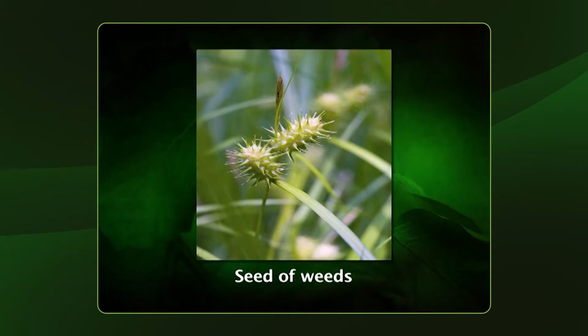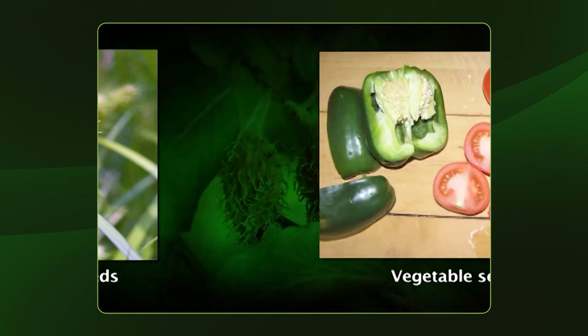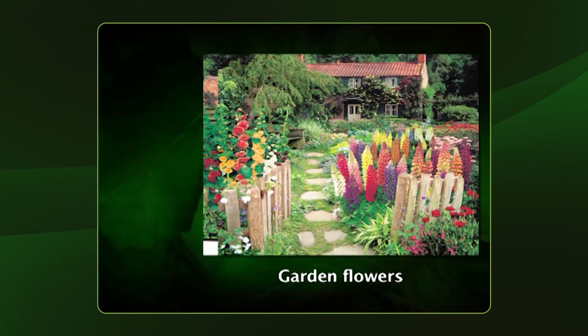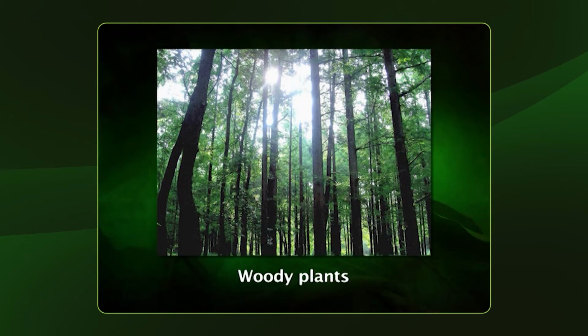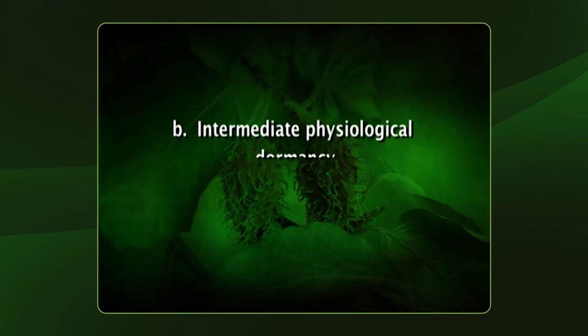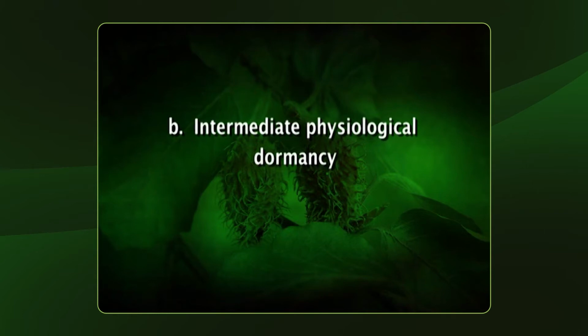Seeds with non-deep physiological dormancy include seeds of weeds, many vegetable seeds, and seeds of some garden flowers and that of some woody plants. Seeds with non-deep physiological dormancy, after their maturation, either cannot germinate at any temperature or they germinate over a very narrow range of temperatures. Number second subtype is the intermediate physiological dormancy.